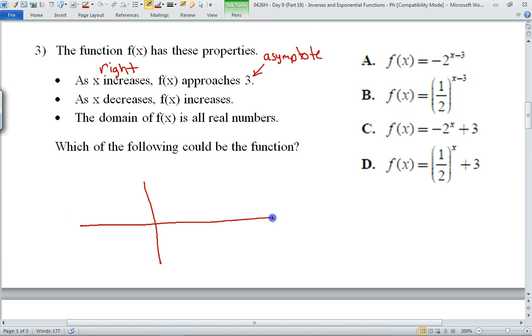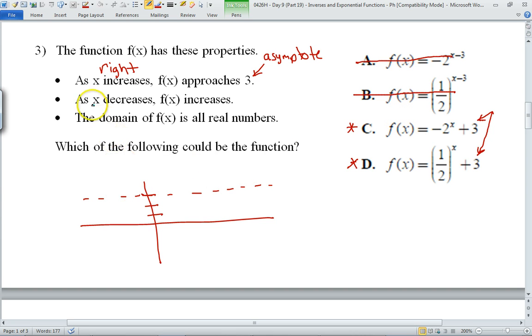So here's a graph, 1, 2, 3. So just knowing that there's an asymptote at 3, because this graph has to approach 3 as we go to the right, right away that narrows it down to which 2 choices. Which 2 of these have an asymptote at 3? Yeah, so far that narrows it down to either C or D. Those are the only ones that have an asymptote of 3. Okay, so we know it's not A and it's not B. We can get rid of that.